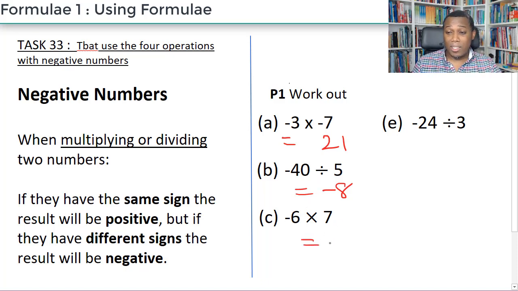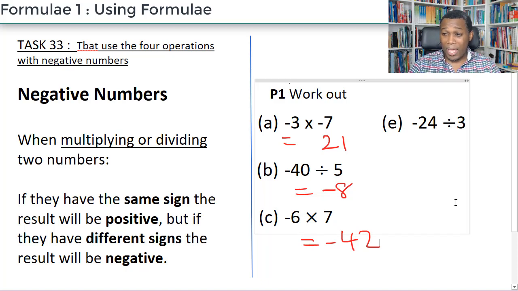7 times 6, that's 42 if they're both positive, but are the signs the same? They're not both positive, they're both negative, so the answer is going to be negative 42. One is negative, one is positive. The signs are different. And then the next one, why am I saying E there? That means there was supposed to be a question D, which clearly is not there, so hopefully you did E. You have a chance to pause and do it if you haven't.